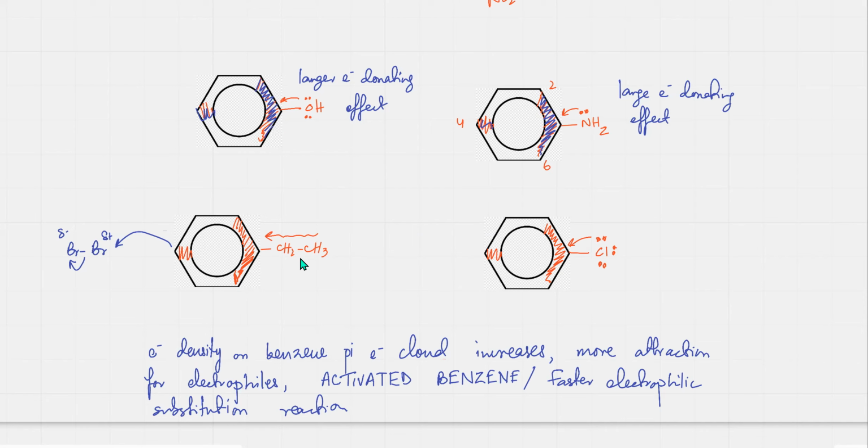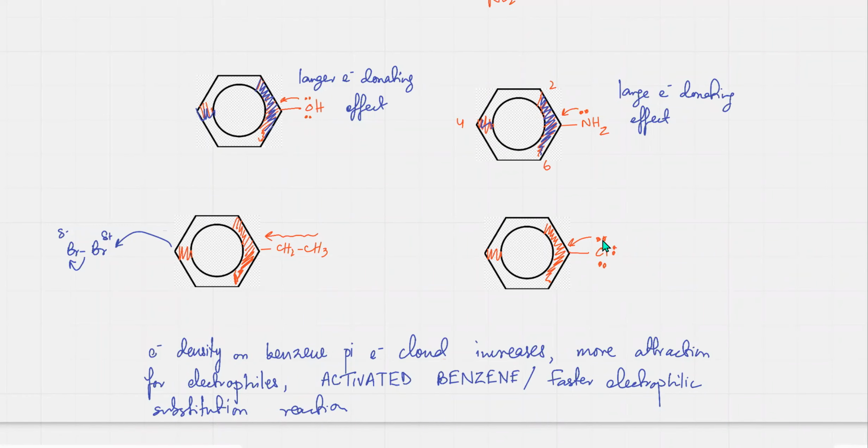Alkyl chains, they do have electron donating effect, but the effect is not that strong. They do push the electron density, but carbon chains don't have lone pairs. They don't have extra spare electrons that they can throw on the other group that's attached to them. So the alkyl chains have a very slight electron donating effect.